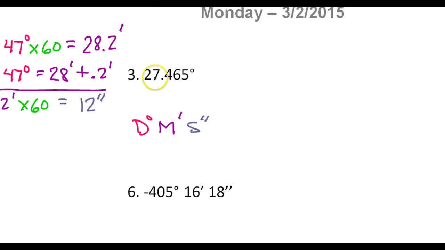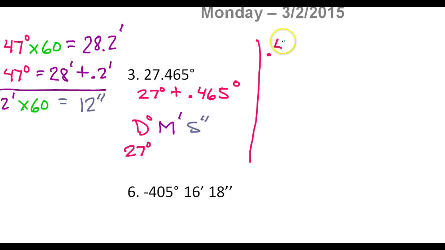Now, first, we're given degrees. So we have to understand that 27.465 degrees is the same thing as having 27 degrees plus 0.465 degrees. So that whole number, that's our degrees that we'll use for our final answer here. So we've got 27 whole degrees. Now this fractional portion of a degree, we can convert into minutes and seconds. So that's what we're going to do next off to the side.